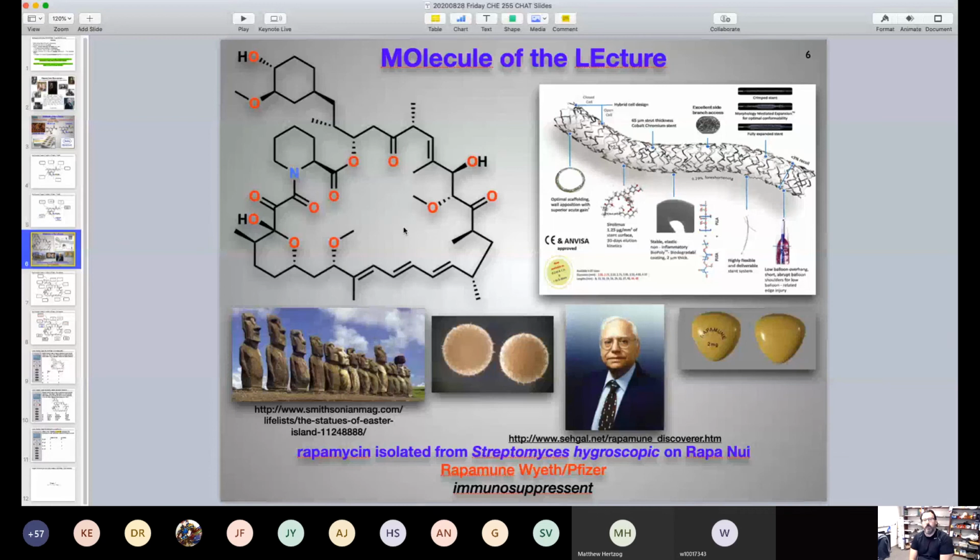So I don't have a QR code for this one, this molecule of the lecture. It's called rapamycin. This is the structure of rapamycin. It's called a macrolide, which basically means it has a very large cyclic structure. So rapamycin is isolated from Streptomyces hygroscopicus on what is known as Easter Island or Rapa Nui. So Rapa Nui is the island. We basically call it Easter Island. You're probably familiar with these statues.